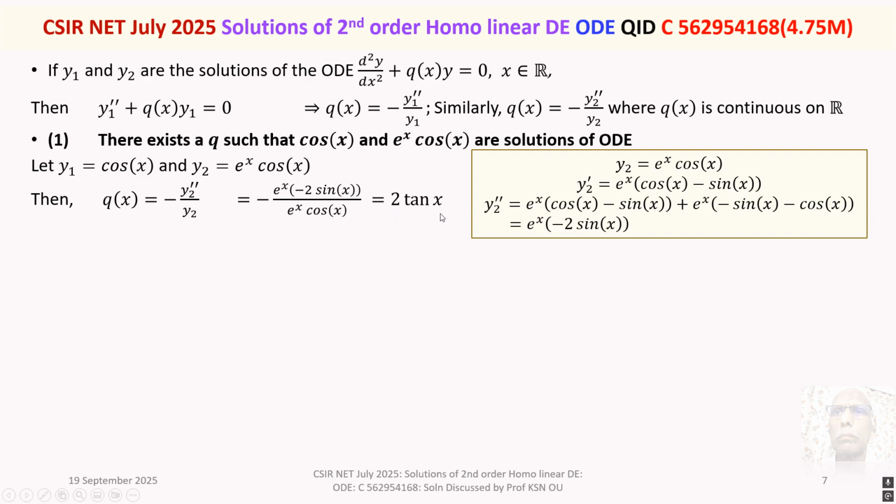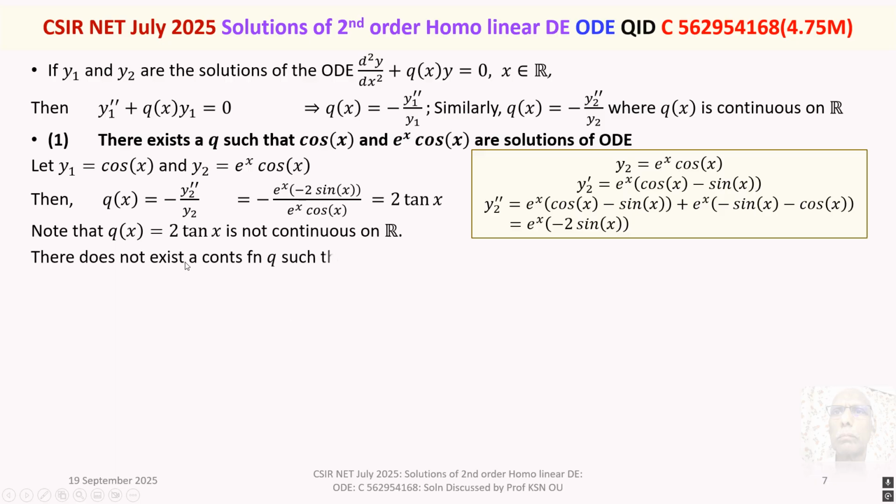Is 2 times tan x continuous on R? No, it is not. So note that q of x equal to 2 tan x is not continuous on R. Therefore, there does not exist a continuous function q such that e power x cos x is a solution of the ODE. Forget about this second solution. This much is sufficient for us to throw away this option. So therefore, option 1 is not true.